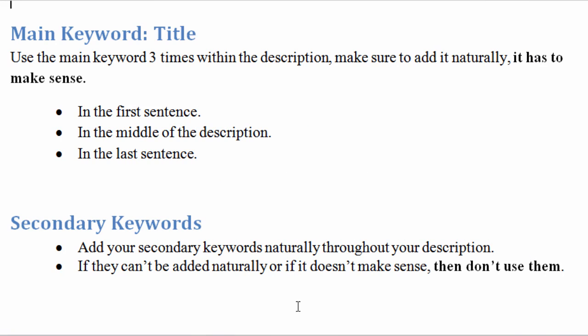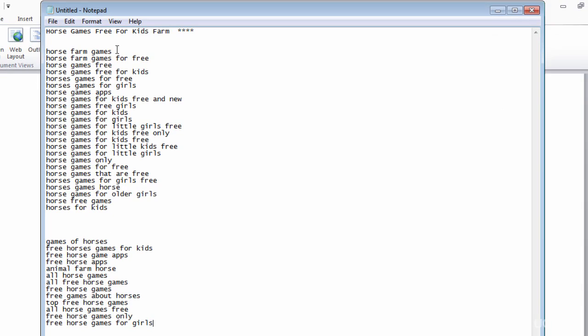So in this lecture, we're going to be looking at how to use your main keyword and your secondary keywords throughout your description. So we have our list of keywords. These are ones that I found for horse. And this would be our main keyword, which is our title.